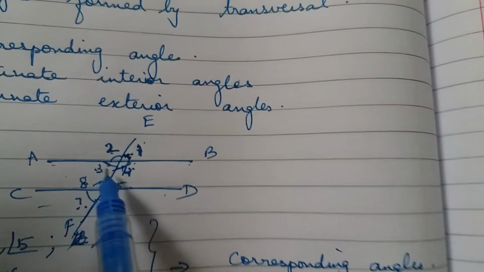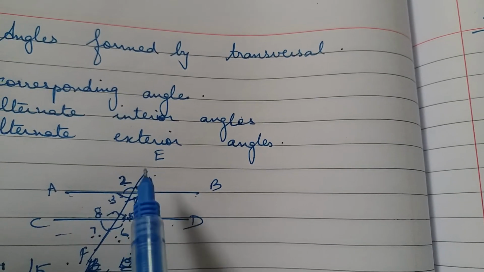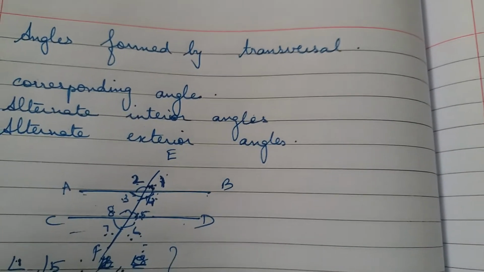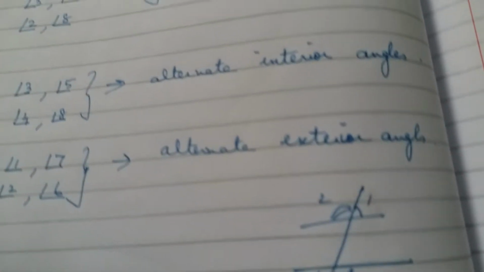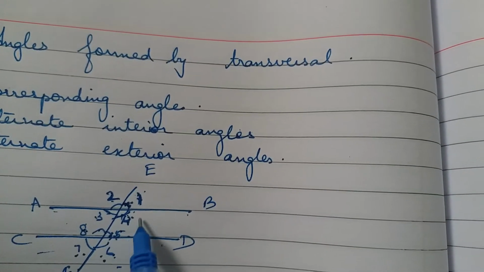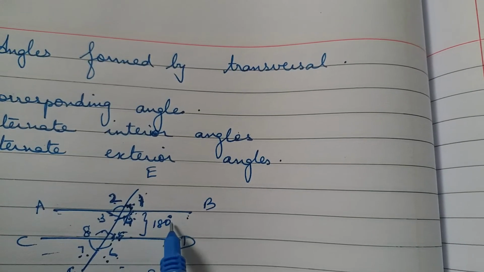So 3 and 5, 4 and 8. Exterior angle means 2 and 6, 1 and 7. These are the alternate exterior angles. Can you follow? Next, interior angles on the same side are supplementary, 180 degrees. So 4 and 5, if you add, it will be equal to 180 degrees. So this angle and this angle, you add, it will be equal to 180.